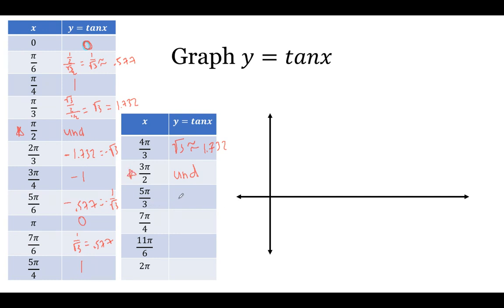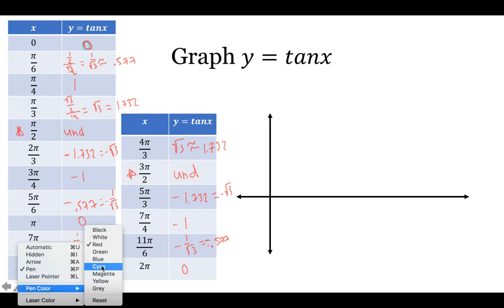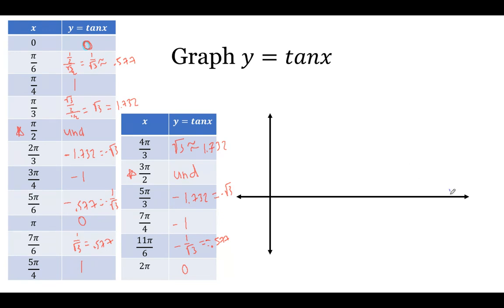5 pi over 3, so now I'm in quadrant 4, and tangent's going to be negative, so these are all going to be negative. And this will be 0. 5 pi over 3 is going to be negative 1.732 or negative root 3. 7 pi over 4 is going to be negative 1. And then negative 1 over root 3, which will be about negative 0.577. And then let's sketch this. So I'm going to actually start with the asymptote. You know what? I'm going to start by drawing all these in. So I'm going to go to 2 pi.